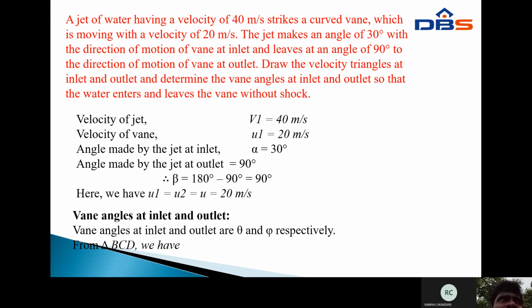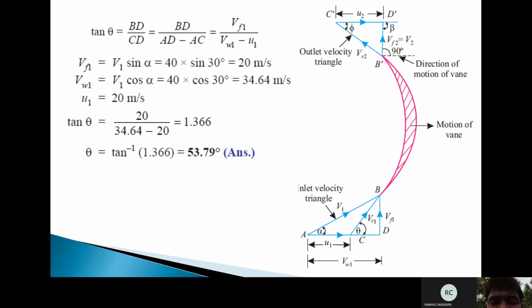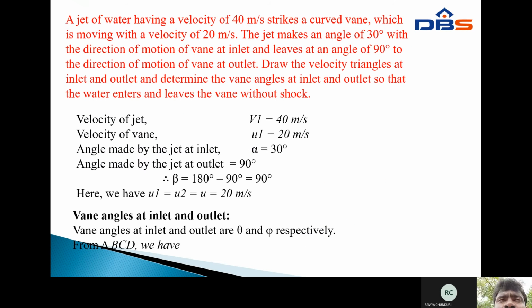First of all, read the problem and draw the velocity triangle diagrams. This is the velocity triangle diagram. Next, write down the given data. The velocity of the jet v1 equal to 40 meter per second. The velocity of the vane u1 equal to 20 meter per second.